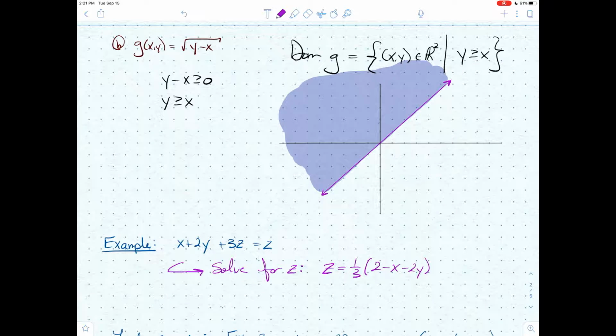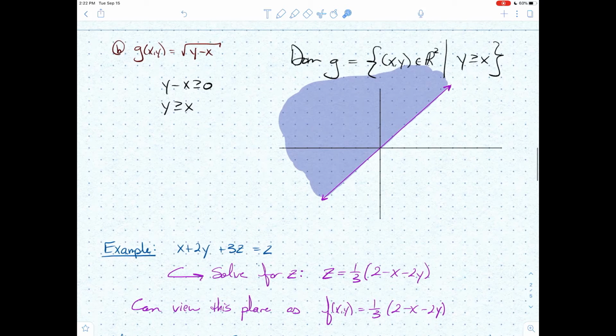And so the point is you can view this plane as f of x, y, a function of two variables, equals 1/3 times 2 minus x minus 2y. Not a huge deal, but sometimes it's really helpful to be able to solve for one variable. By the way, you could solve for x and view x as a function of y and z, or vice versa. We typically solve for z, though.